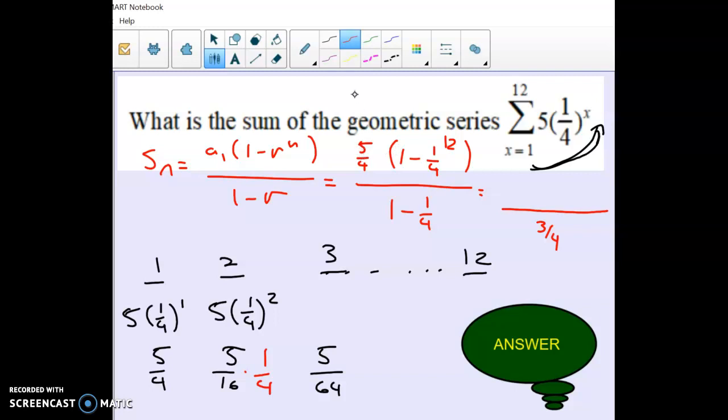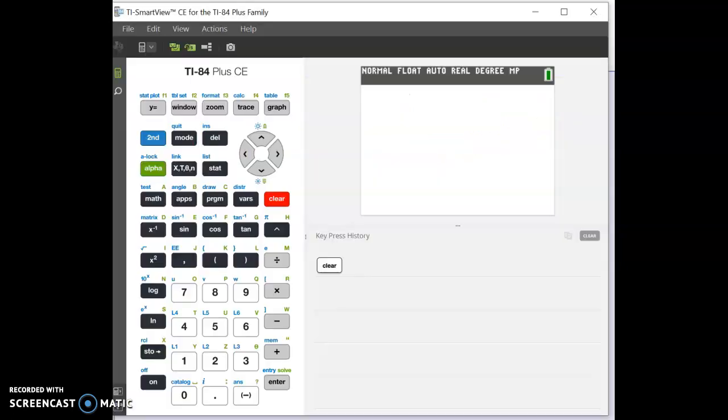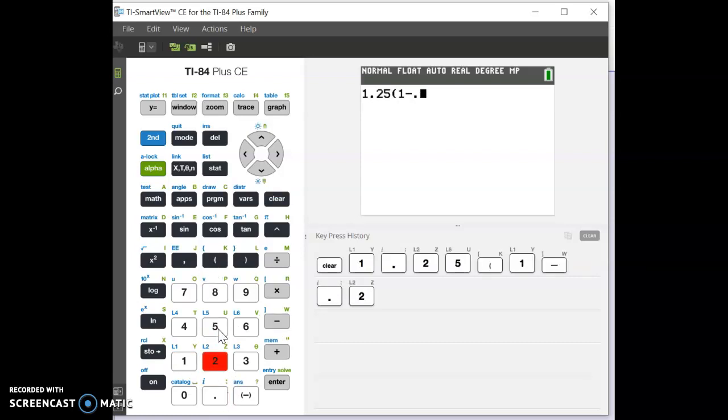So like 5 divided by 4 is 1.25, and 1/4 is 0.25. So when I enter, I'm probably just going to use decimals instead of these fractions. Otherwise, you have to enter a million parentheses. All right, so I'm going to enter this numerator on the calculator. So I'm going to do 1.25, then in parentheses 1 minus 0.25. I'm going to put 0.25 to the 12th power. Okay, and close the parenthesis.